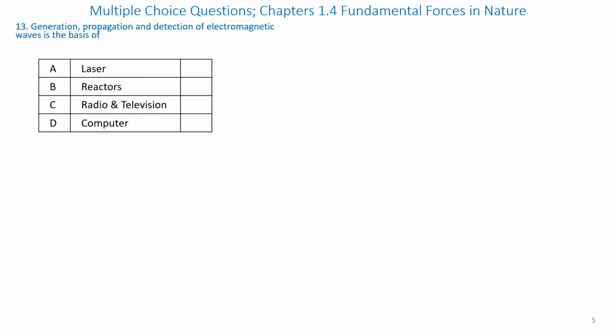Question number 13. Generation, propagation and detection of electromagnetic waves is the basis of choice A laser, choice B reactors, choice C radio and television, and choice D is computer. The correct answer is part C. You have to remember that and mark it.